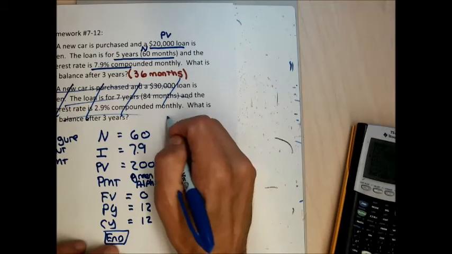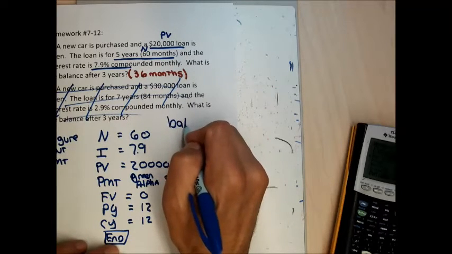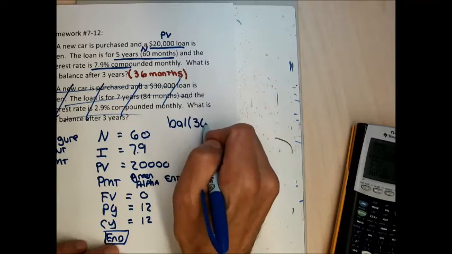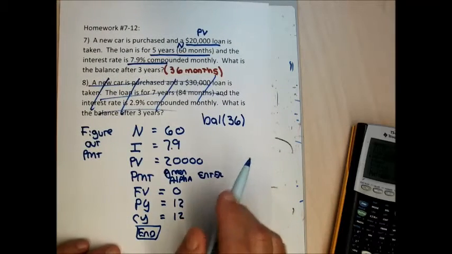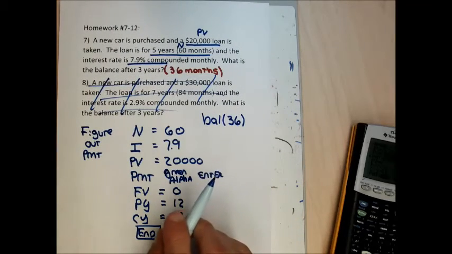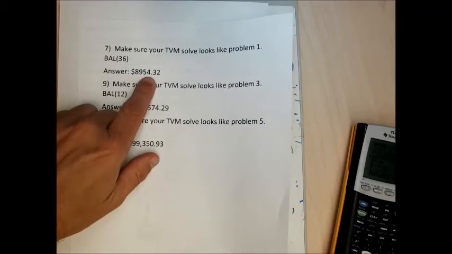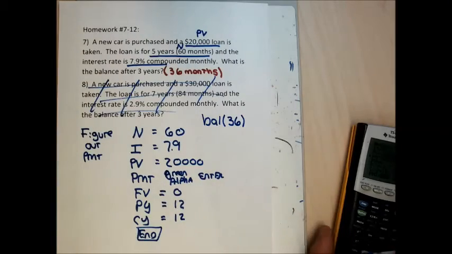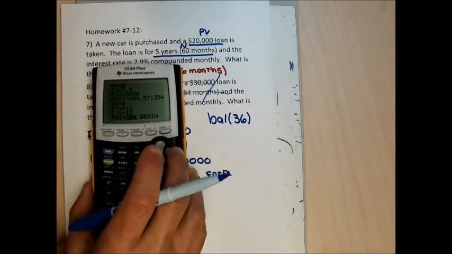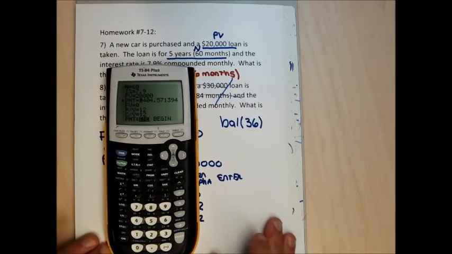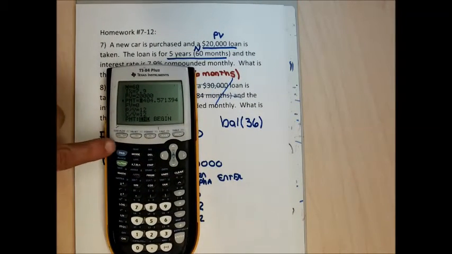Ultimately, on my calculator, I'm going to get my calculator to do balance 36, and that's going to get me to the answer. Apparently, the answer is going to be $8,954.32. And how do I get that? Super easy to get that. Once you have the loan into the Tvm Solver, you hit the second button and then the mode quit key. So second, mode quit.